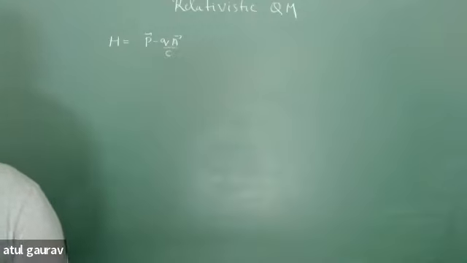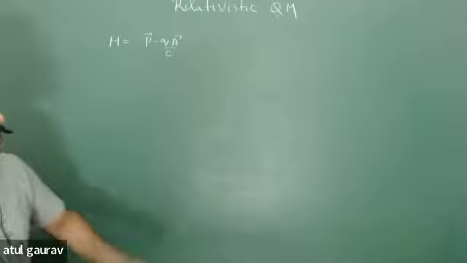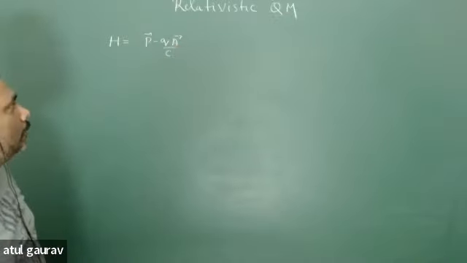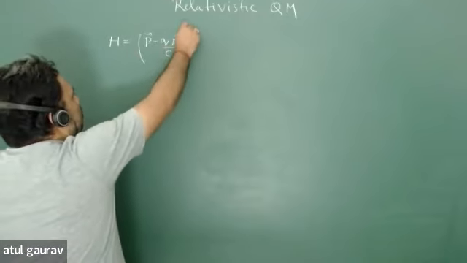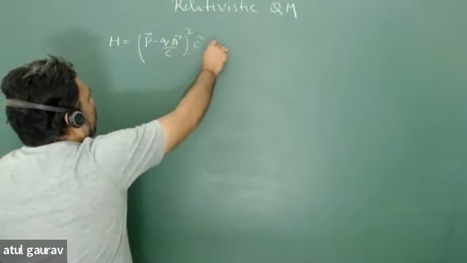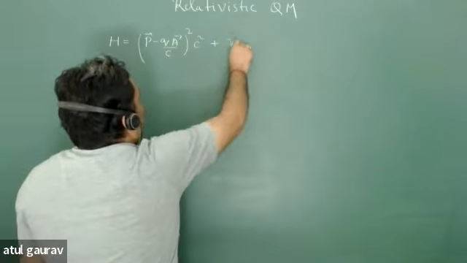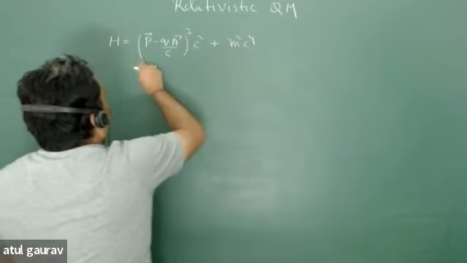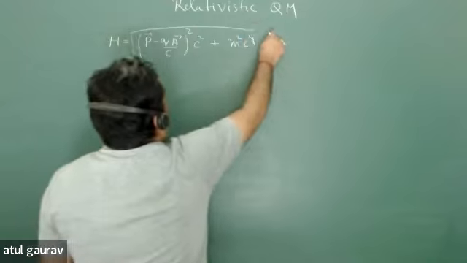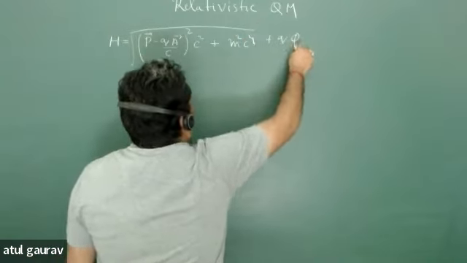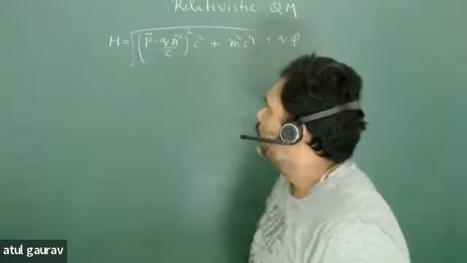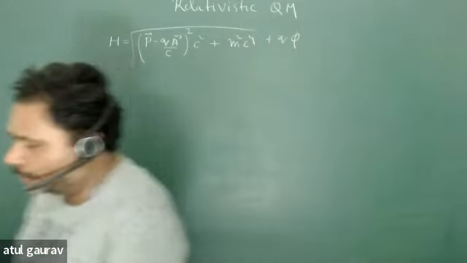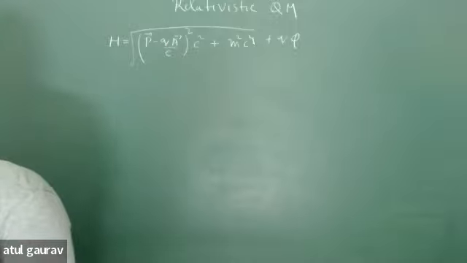So here is a charged particle, with charge Q, and A is your vector potential. The classical Hamiltonian is the square root of (P minus QA by C) squared C squared plus M squared C to the power 4, plus Q phi. So you can use this as the classical Hamiltonian.